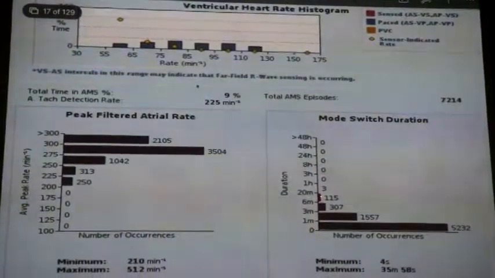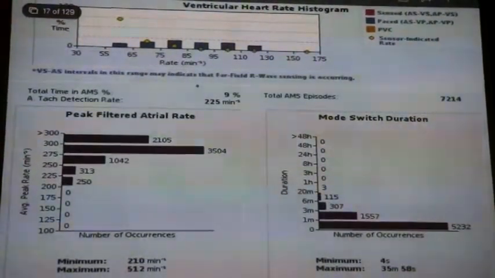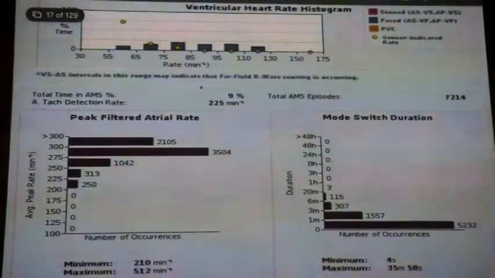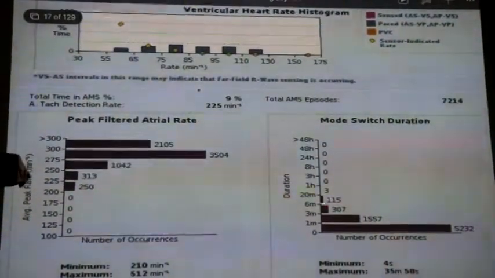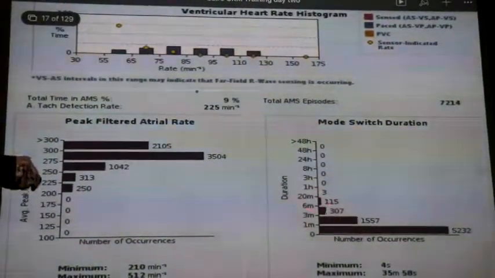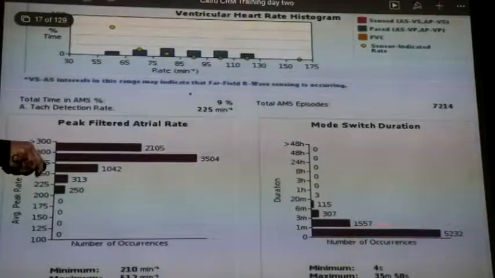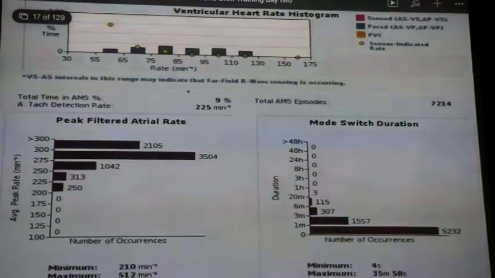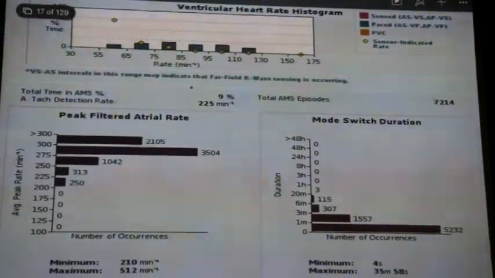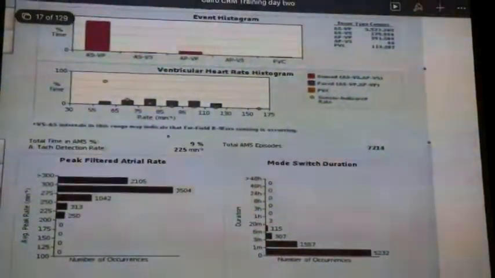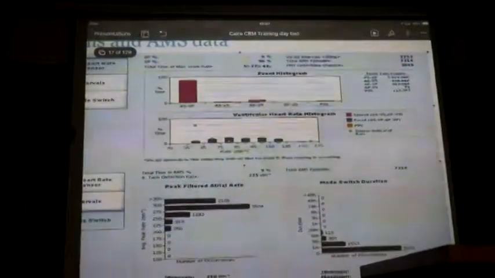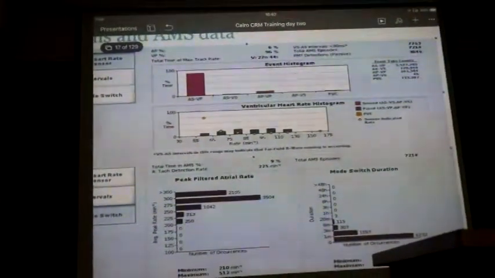So is it double counting far-field? Probably double counting far-field. We need to check for that, right? So this probably is real. These are probably real, and this is probably real. But this would maybe be fake. We don't know yet because you can get short AF, right?